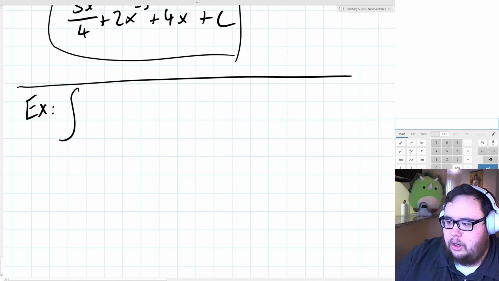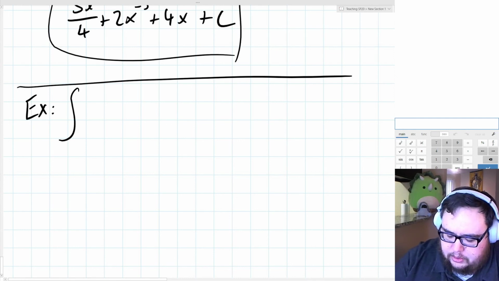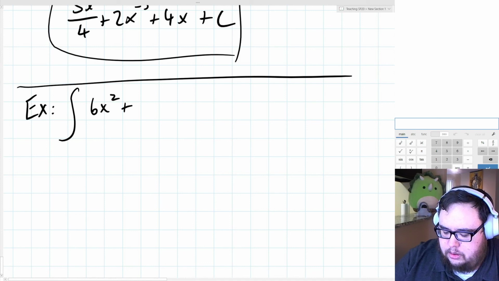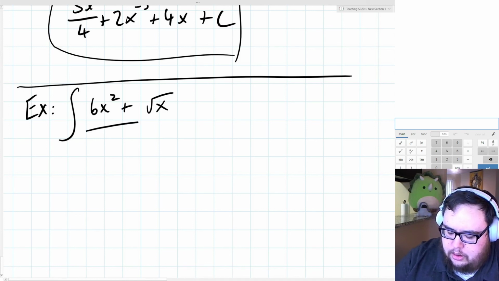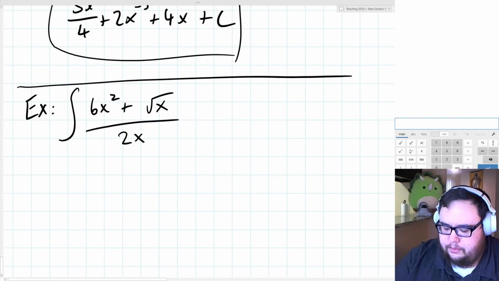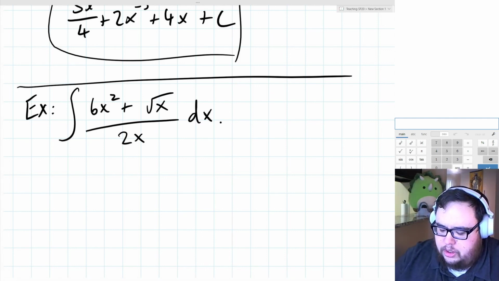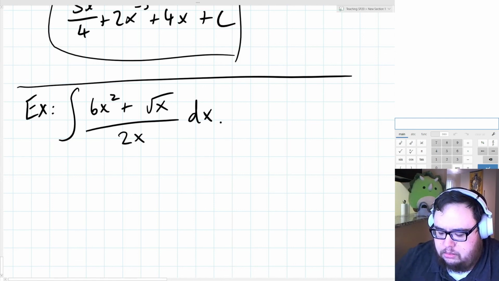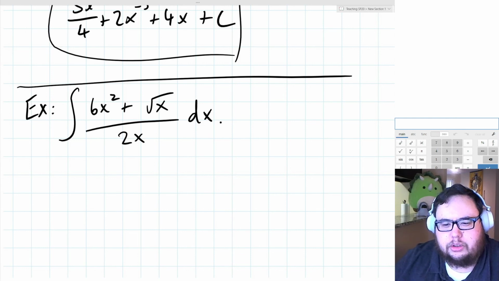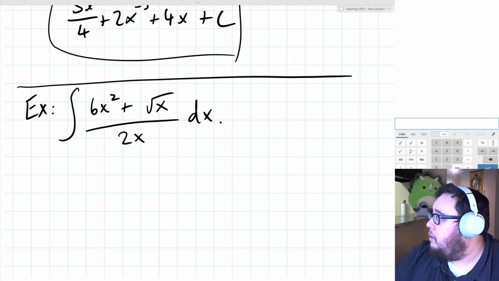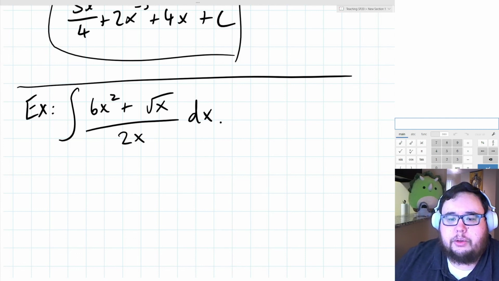Let's do the integral of 6x squared plus the square root of x over 2x dx. So this right here starts off as a bit of a problem. We don't have a method for doing a quotient rule. I just told you there's no such thing as a quotient rule. Luckily, I'm not going to give you impossible problems. I'm going to give you problems that are possible.